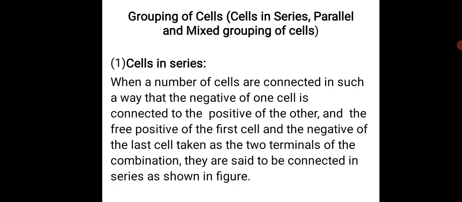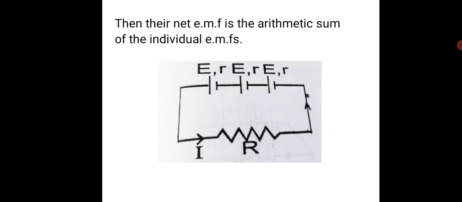First one is cells in series. We know that when a number of cells are connected in such a way that the negative of one cell is connected to the positive of the other, and the free positive of the first cell and the negative of the last cell are taken as the two terminals of the combination. The figure is given below.